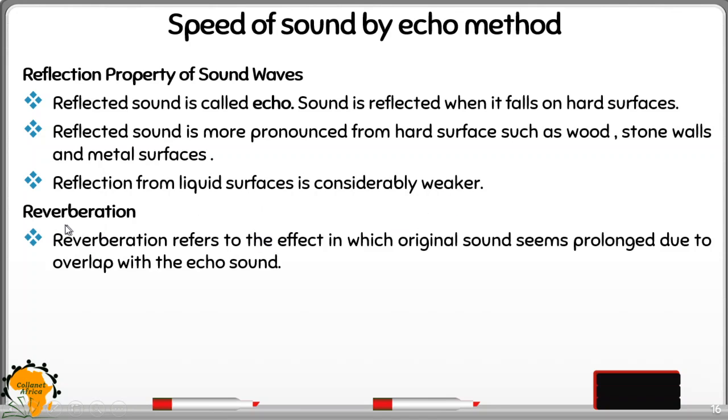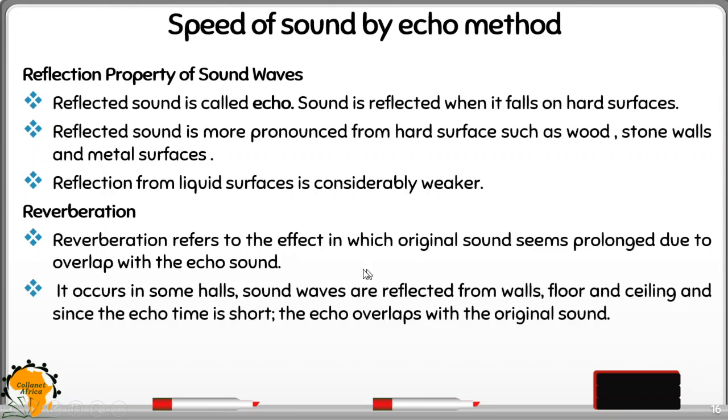Then we have another term, reverberation. Sometimes you may find that when you are in a room and the time taken for the reflection to take place is short, the original sound overlaps with the echo. So what you hear is a prolonged sound. This is what we call reverberation, where the original sound overlaps with the echo, and as a result, we have a prolonged sound. Again, it occurs when echo time is short.